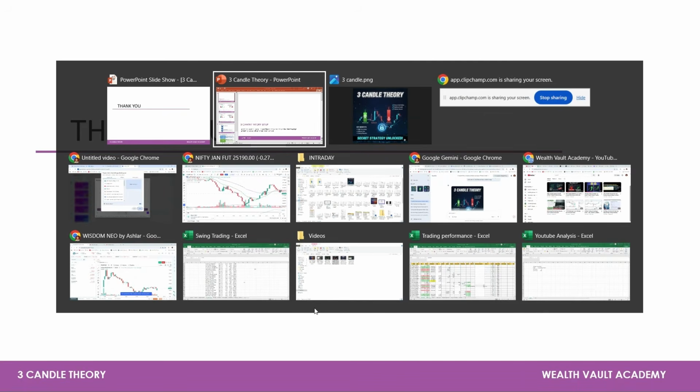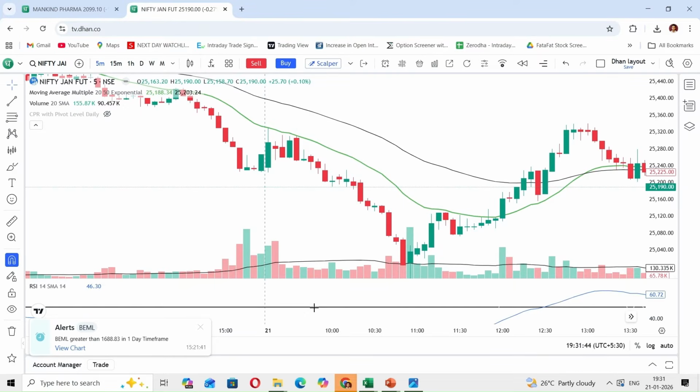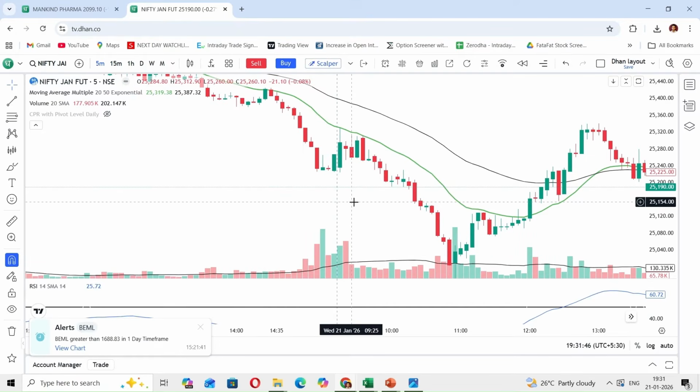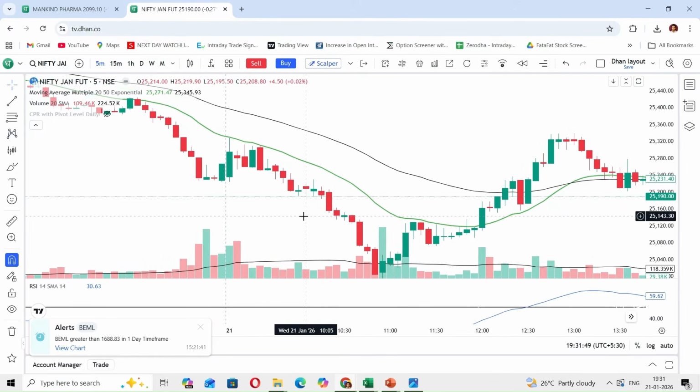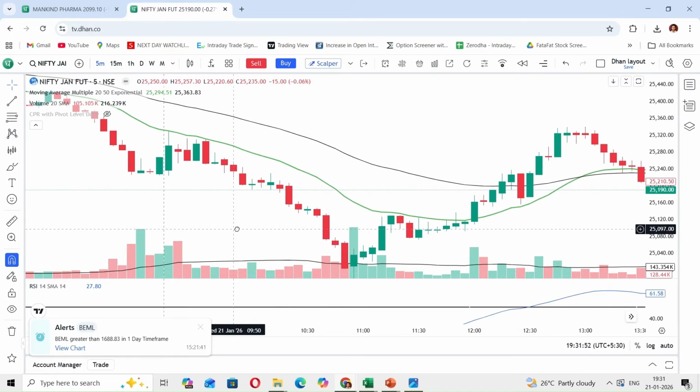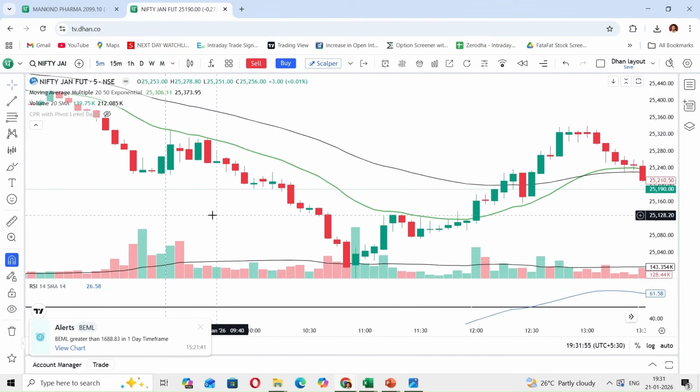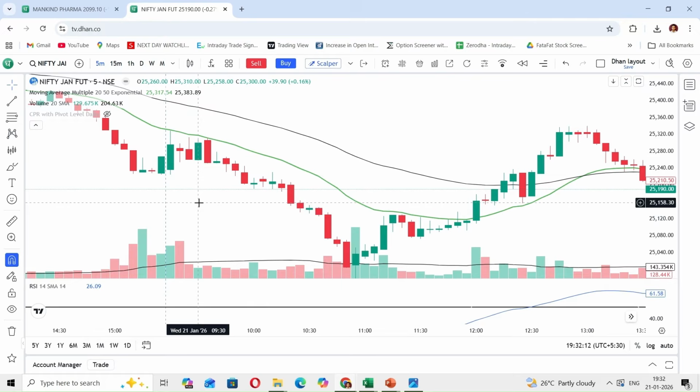Now let's move to the charts. Here I will explain the three candle setup on Nifty futures charts. We will see all kinds of valid setups and invalid setups. Please watch it carefully. Here, if you see, a three candle setup has formed. First candle, second candle, and third candle.